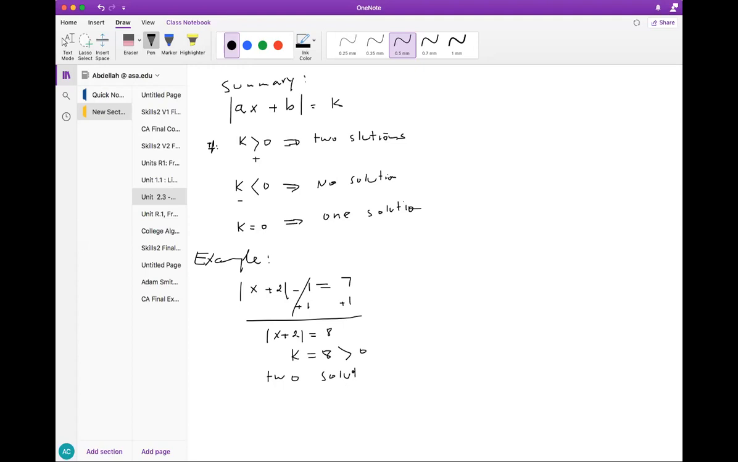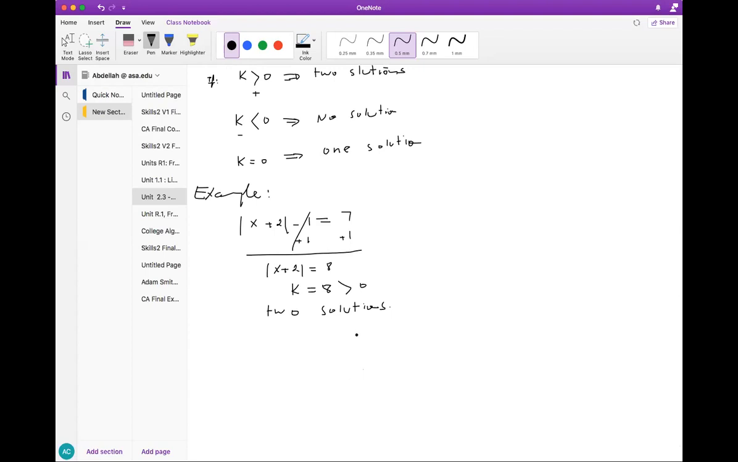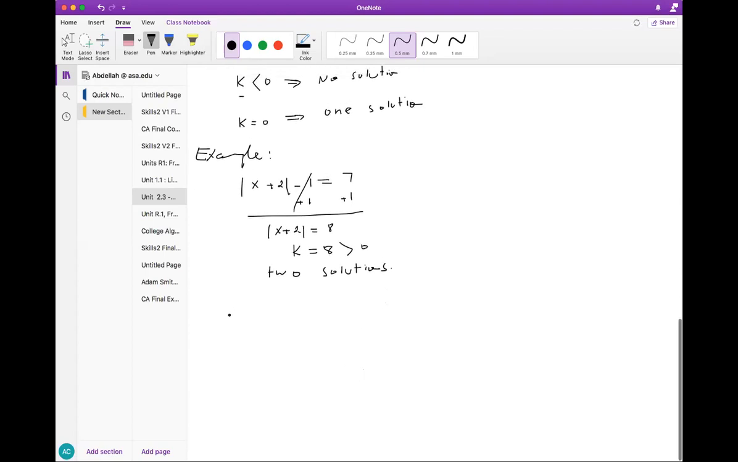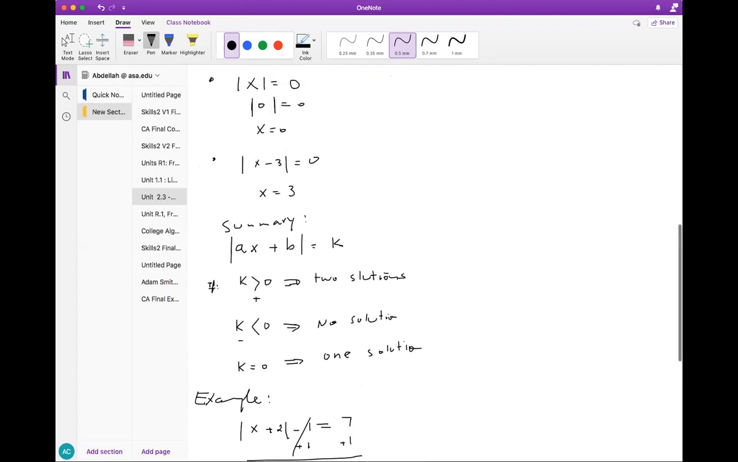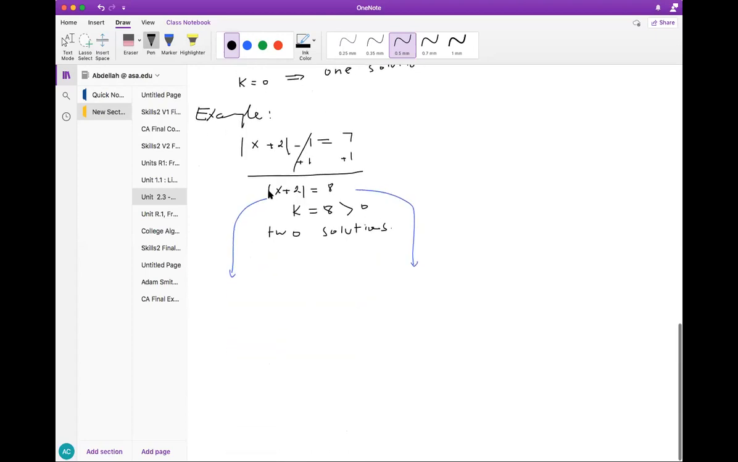It might not be as easy as the ones we saw before to get the solution, but luckily we have some specific steps you can follow to find the 2 solutions. So here's what you do. After you isolate the absolute value, we're going to turn this into 2 linear equations without the absolute value. And then we're going to solve those 2 equations to get the solutions. So after you isolate the absolute value, you write 2 equations without the absolute value.